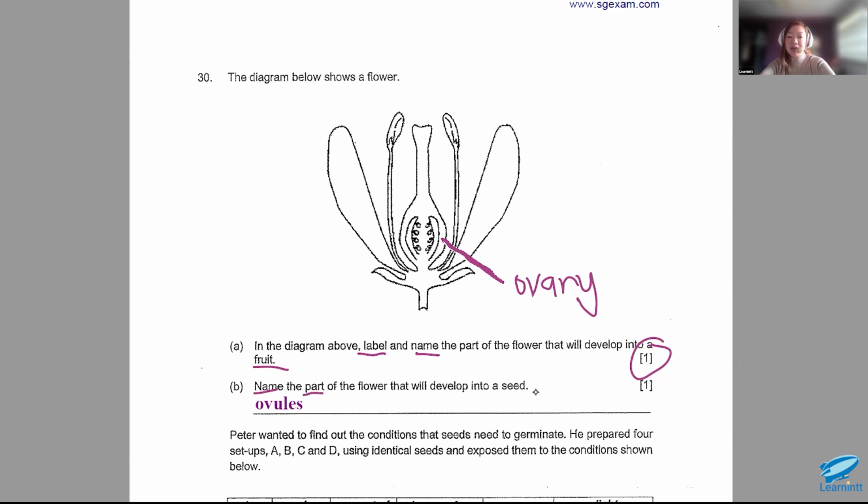Name the part of the flower that will develop into a seed. So again, being able to identify, okay, is half mark. Naming it, making sure the spelling is correct, is another half mark. In total, 1 mark. The answer is ovules.